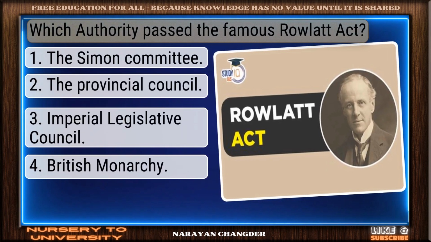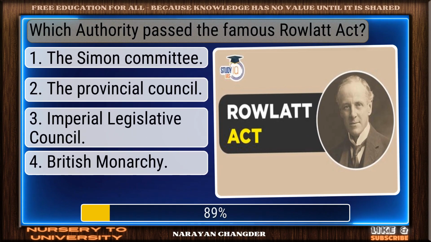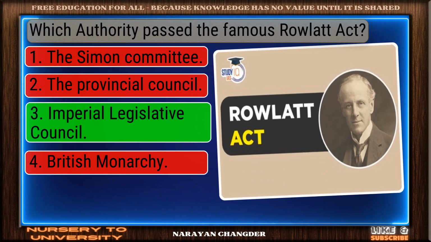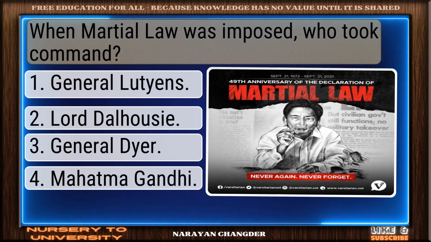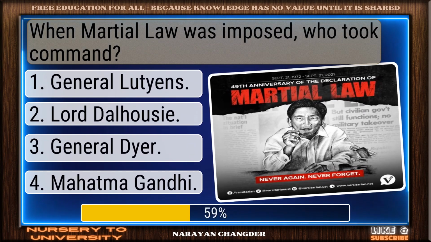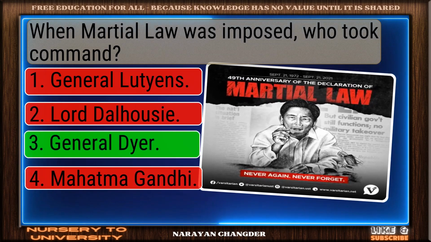Which authority passed the famous Rowlatt Act? You got it. Imperial Legislative Council fits. When martial law was imposed, who took command? You're right. General Dyer is correct.